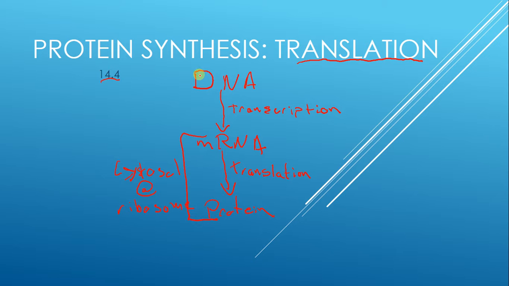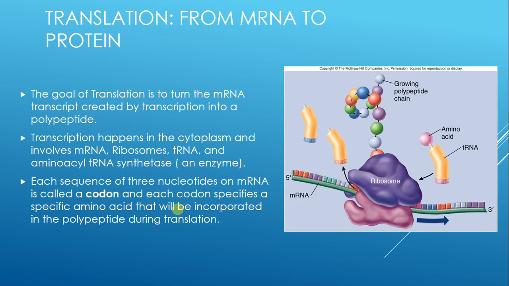So, our transcription happens in the nucleus, and translation happens in the cytosol, in the cytoplasm at the ribosomes. So, translation from mRNA to protein. The goal of translation is to turn the mRNA transcript created by transcription into a polypeptide. So we're actually taking the genetic instructions that were transcribed into mRNA in transcription and turning them into a polypeptide, into a protein. It happens in the cytoplasm, and it involves several different important molecules.